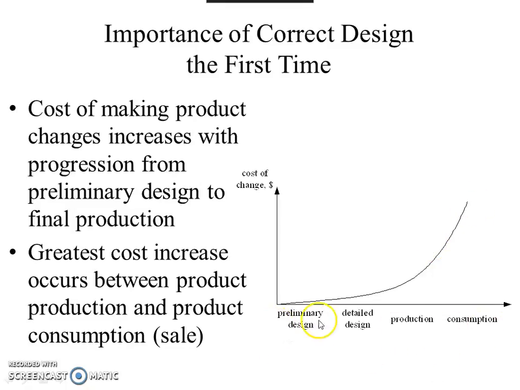So the farther you are in the design process, the more expensive it becomes to make a change, and it turns out the greatest cost increase occurs between product production and product consumption. So that's essentially here between the production and the consumption. If you've already got something out on the market, and you need to recall it for some reason because you made a poor design decision, that is incredibly expensive. So we try to avoid making those really late changes in the design process to keep the costs down.